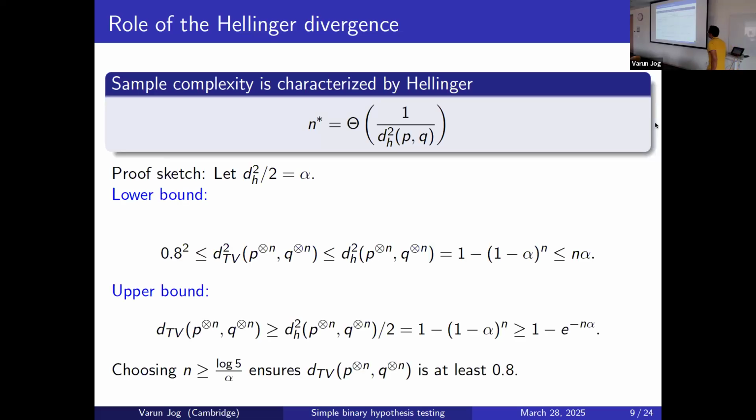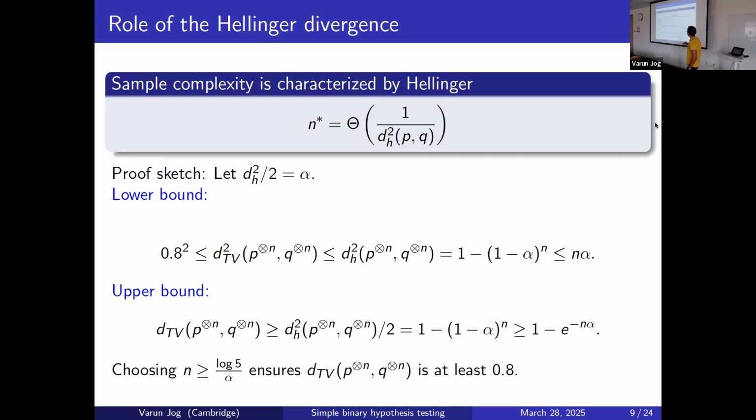And I guess I can very briefly sketch the bound. If you want an error smaller than 0.1, then you want your dTV to be greater than 0.8, which means dTV squared should be greater than 0.8 squared. Then use some bound on dTV squared using Hellinger. Use the tensorization property quite crucially here. So the Hellinger between products can be written in this form, and alpha here is half of Hellinger squared. So you get this inequality, and then you get n is greater than 0.8 squared over alpha. So it's some constant over Hellinger squared.